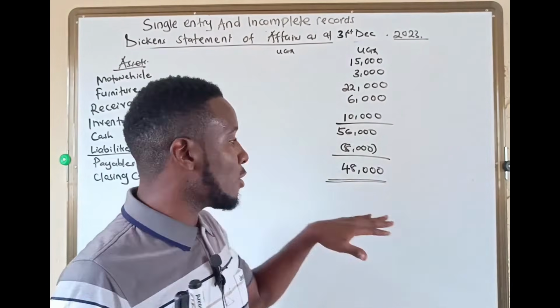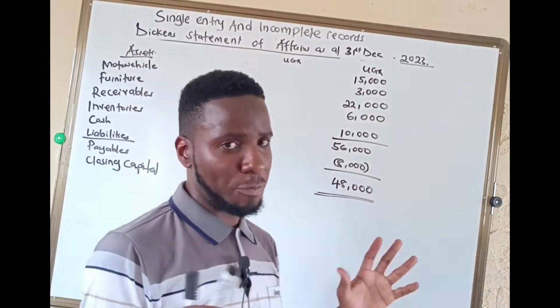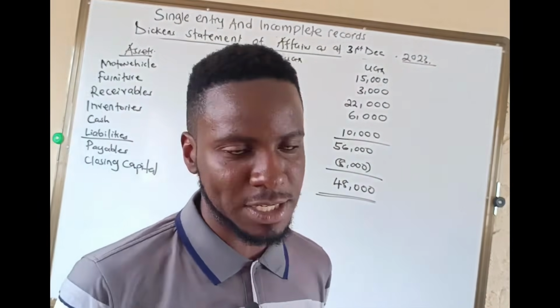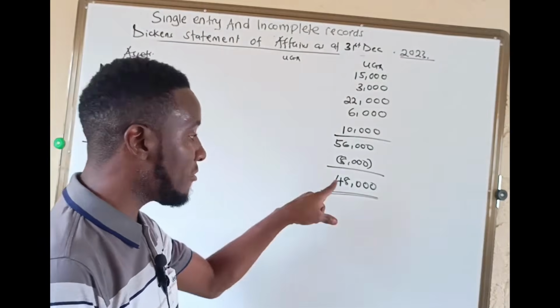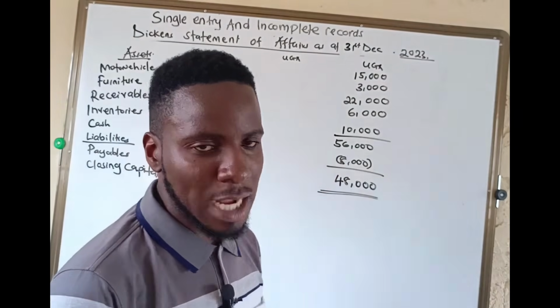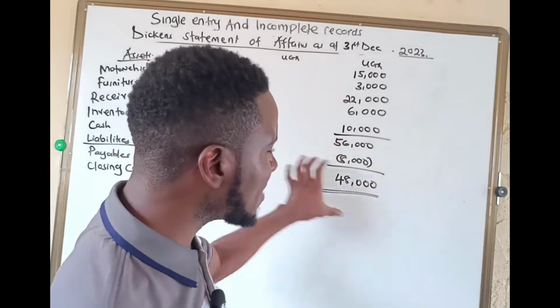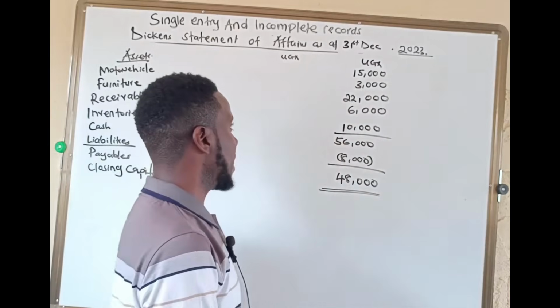If this is our closing capital, we are going to prepare now the statement of profit, because we need to establish how much was actually made as profit. Remember the other one, we got 44,000. Here we have 48,000 as closing capital. So we are going to prepare the statement of income, the statement of profit, for us to establish the actual profit that was made by Dickens.